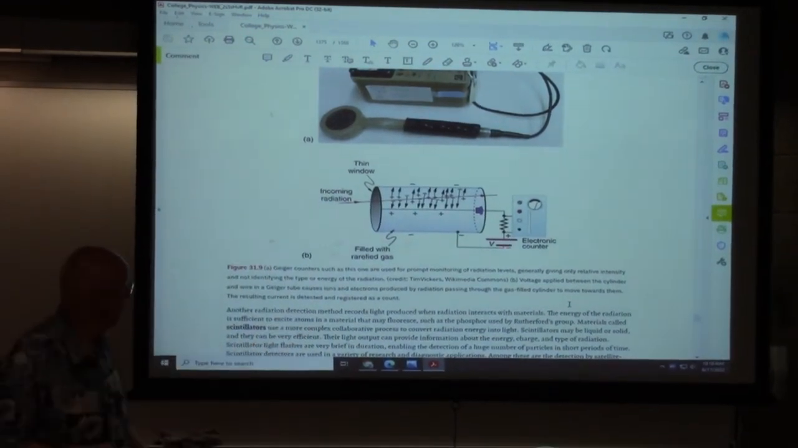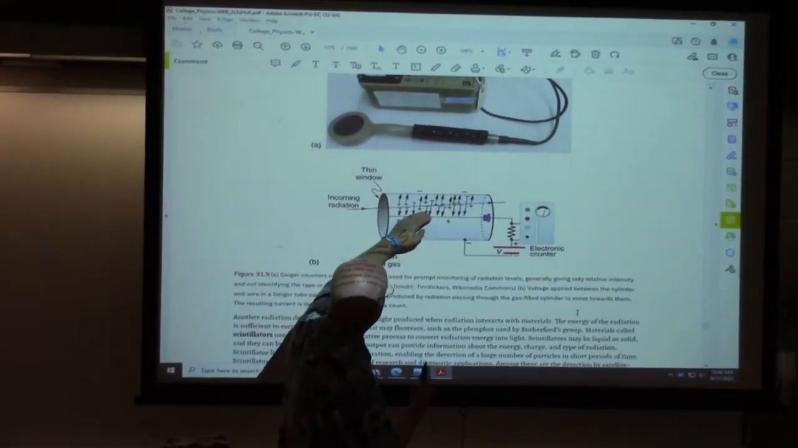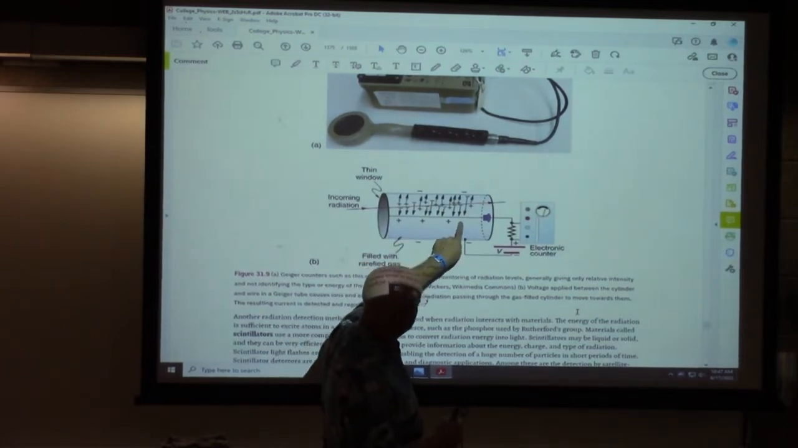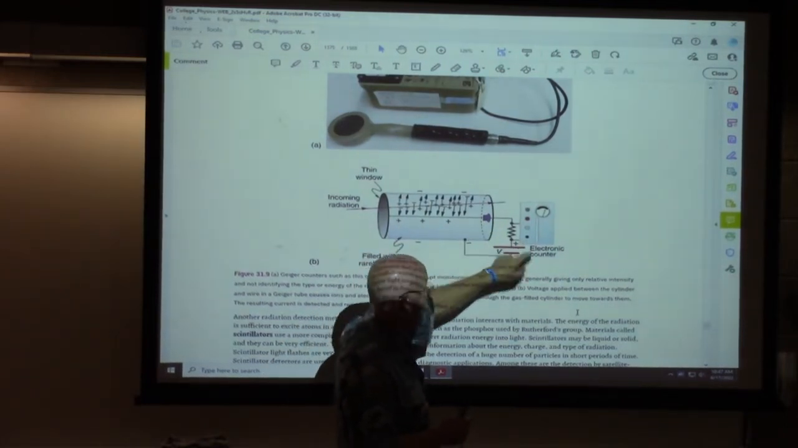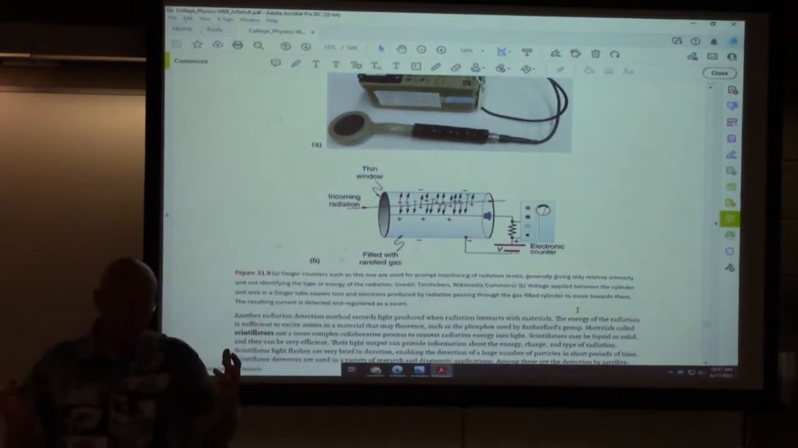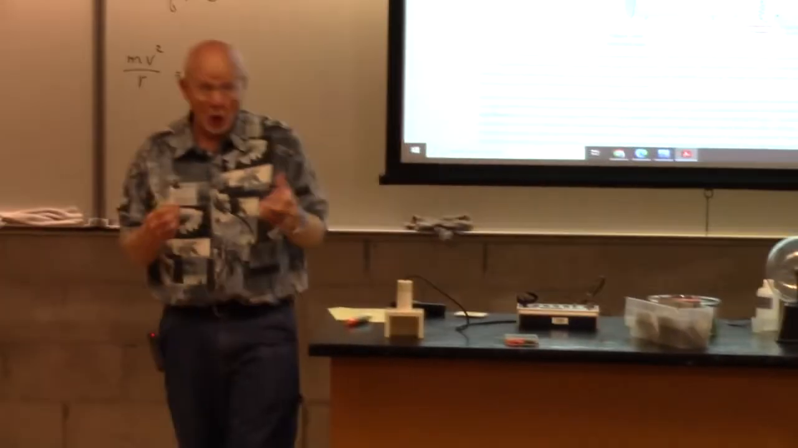Each of those, then, all the negatives move to the center wire and all the positives move out. And so what ends up happening is you get a pulse of electricity. And then with a little bit of equipment, and that's what this box is, you can count how many pulses you got.